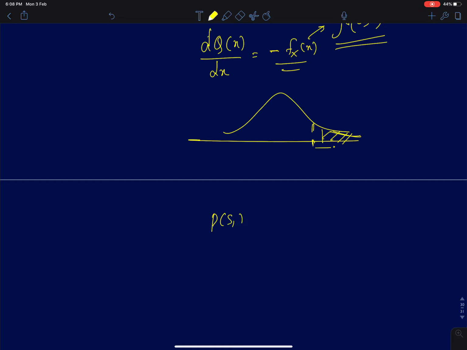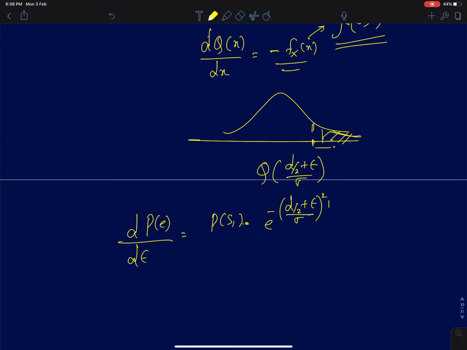So that will be probability of S1. I'm going to take the probability of error and differentiate it with respect to epsilon. Now this is Q of d by 2 plus epsilon by sigma. If I differentiate this with respect to epsilon, I'll get f of x, which is e power minus of (d by 2 plus epsilon by sigma) the whole square into half, times 1 by root 2 pi. So I'll write it as 1 by root 2 pi, plus probability of S2 into, there is a minus sign here because the slope, as I said, is minus of f of x; the slope is negative.